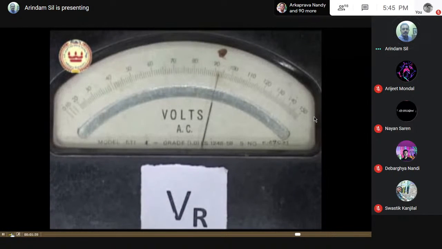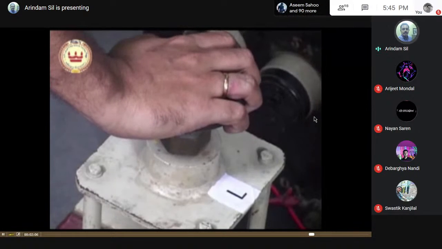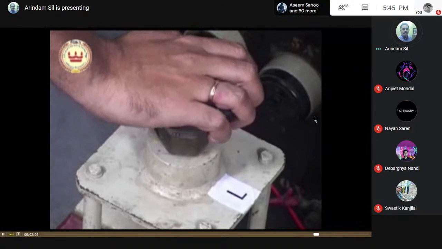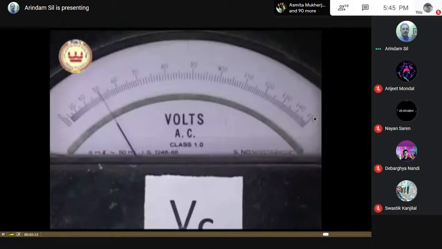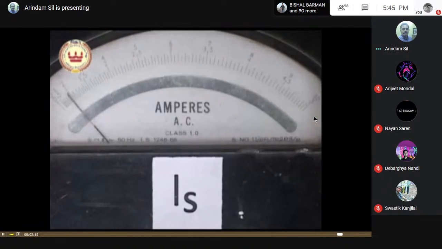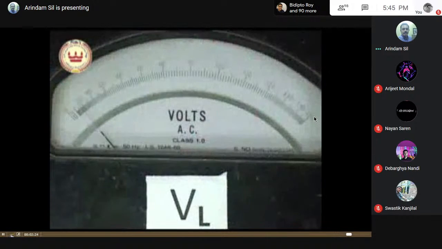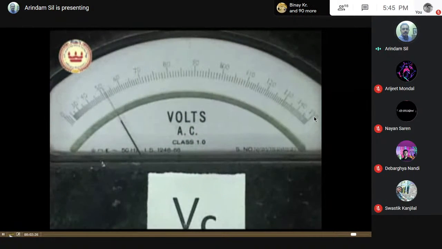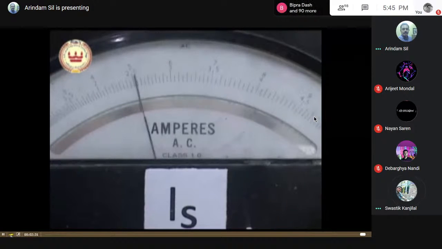Point 2.5 volts and voltage VL across the inductor is 107 volt. In a similar manner, we need to take two more conditions of VL greater than VC and VL less than VC, and take the reading of all the instruments in those mentioned conditions as well.